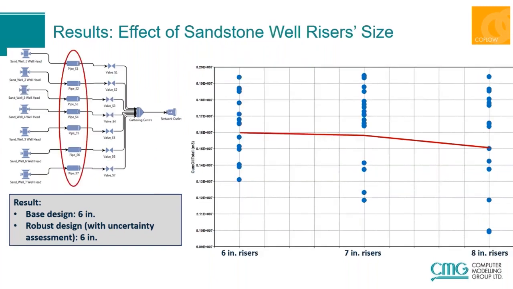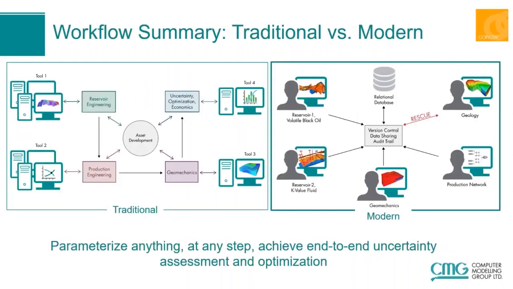And then lastly, we want to look at the effect of sandstone wells riser size. So here our base design was 6 inch, and after doing all the uncertainty assessment, we realized that 6 inch is still a decent pick for the risers of sandstone. So we continued to go with a 6 inch riser in sandstone. So with that, we have done a full analysis of our system.